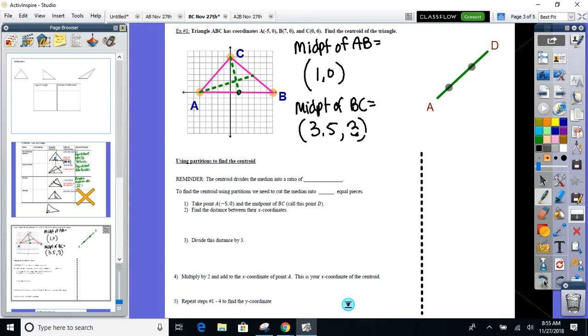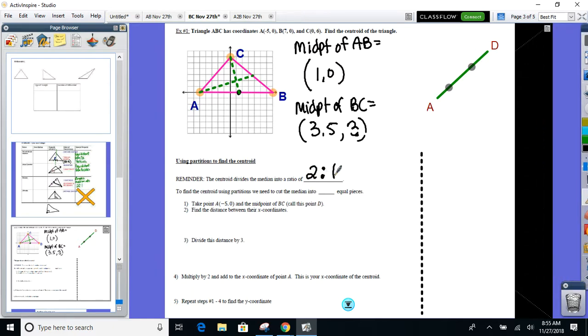Well, to remind me from yesterday, this centroid that we're trying to find is going to divide the median up into what ratio? 2 to 1. Yep. 2 to 1. Which means if I'm going to break it up into a ratio of 2 to 1, anybody figure out how many equal pieces I want to cut this median up into? How many? Not bad. 3 equal pieces. And yes, you just get that from the 2 to 1, gives you 3.